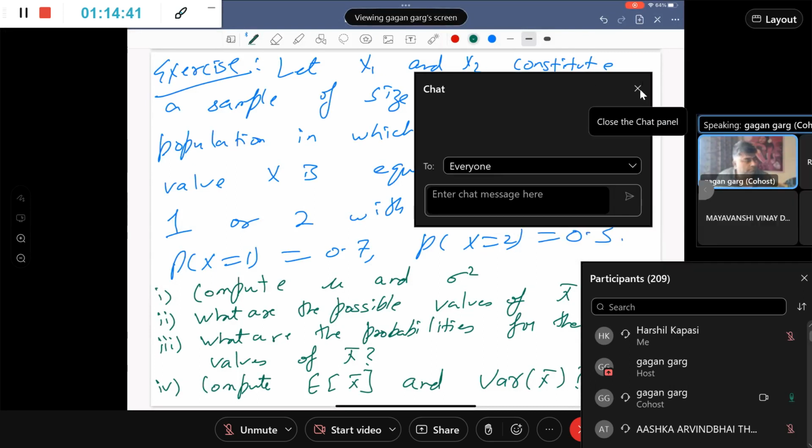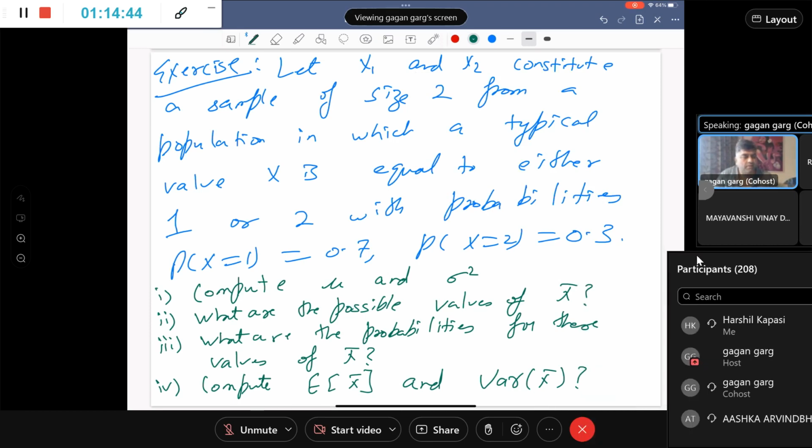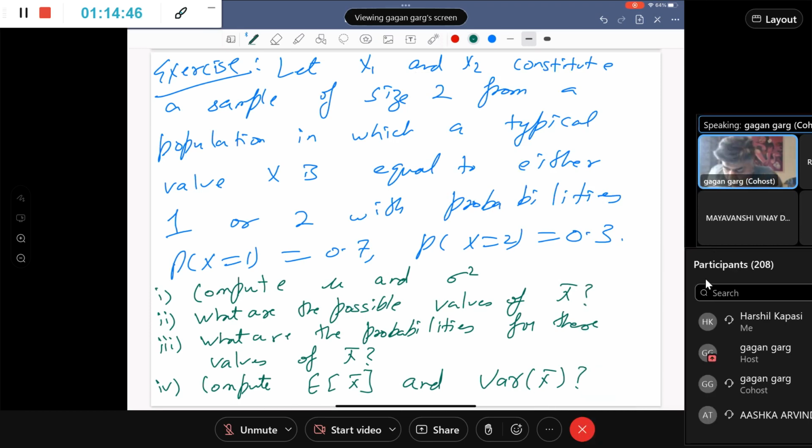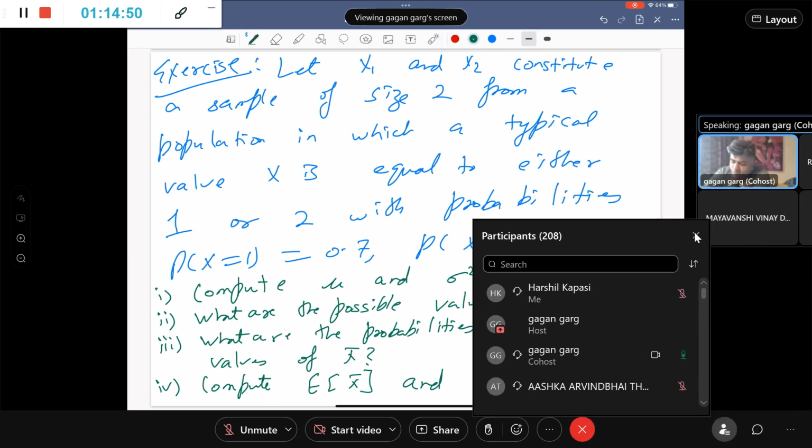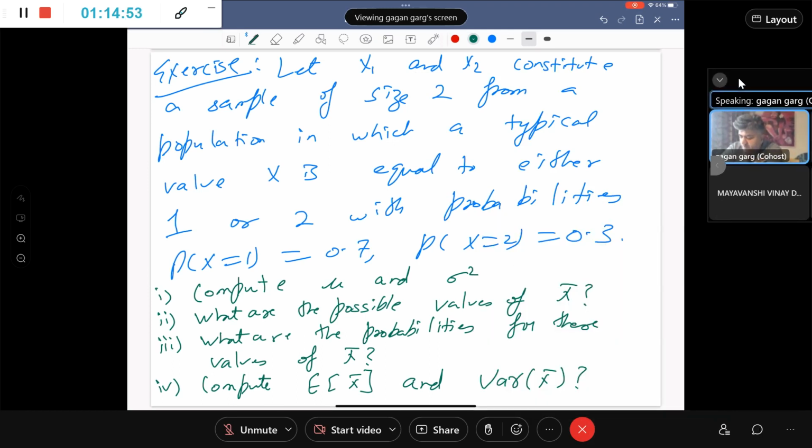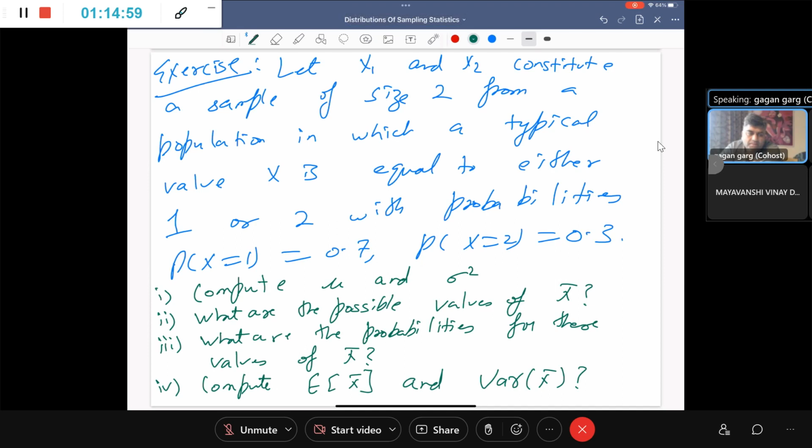Hi, welcome back from the breakout sessions. So the problem was that there's a random variable x which takes two values. It takes value 1 with probability 0.7 and it takes value 2 with probability 0.3. So you can think of it like being a biased coin. So the probability of head is 0.7, probability of tail is 0.3. If you get a head, then you assign number 1 to it, and if you get a tail, you assign number 2 to it.